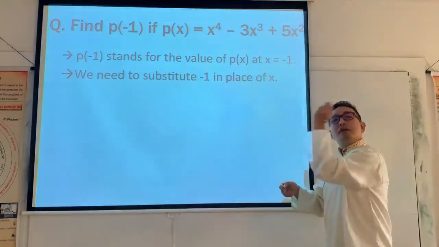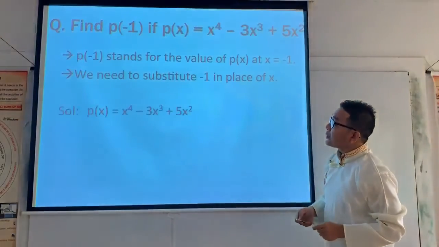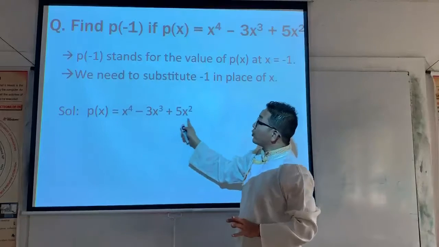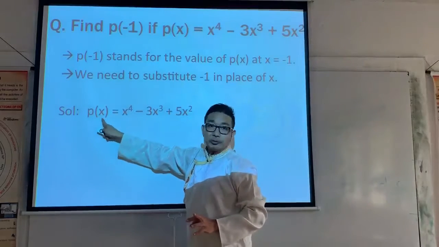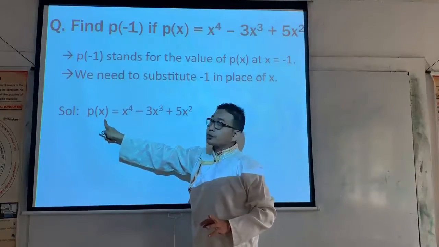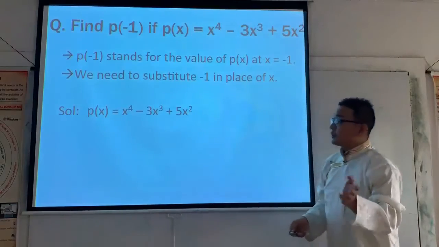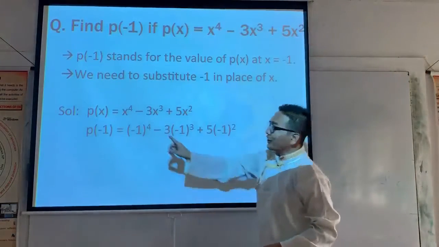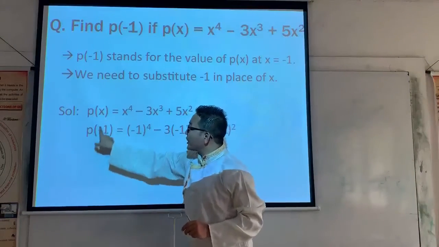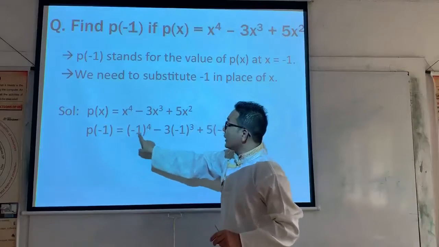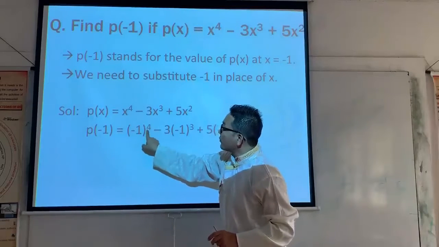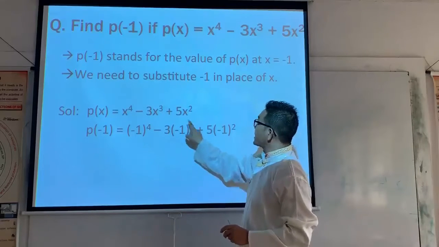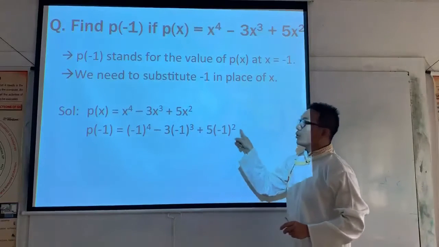A polynomial can be denoted by p of x, g of x, f of x. So substitute x is equal to negative 1: negative 1 raised to power 4 minus 3 times negative 1 whole cube plus 5 times negative 1 whole square.